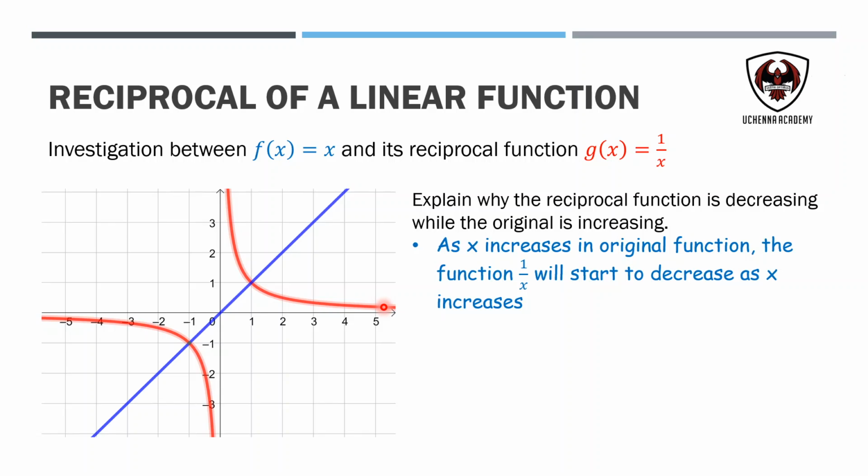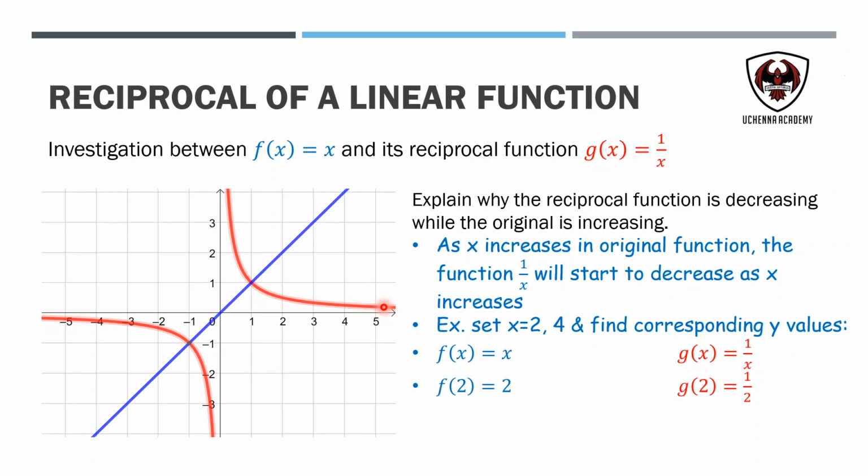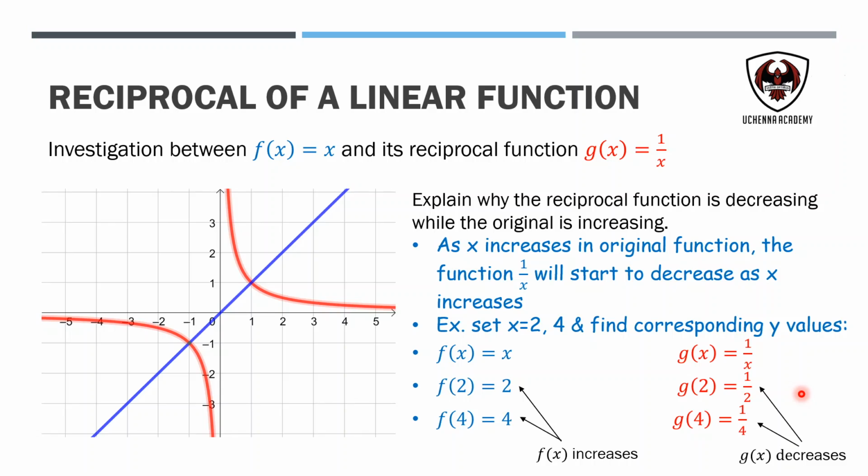Well, as x increases in the original function, when I plug that same x value in the reciprocal, it'll start to decrease. For example, let's set x is equal to 2 and 4, and then we can find the corresponding y values. So in the original function, when x is 2, y is also 2. In the reciprocal function, when x is 2, y is 1 over 2. If I make x equal to 4, in the original function, y is also 4. In the reciprocal function, y is 1/4 because it's 1 over that. So the original function f of x is increasing. In the reciprocal function, I'm going from 1/2 to 1/4. It's really decreasing.